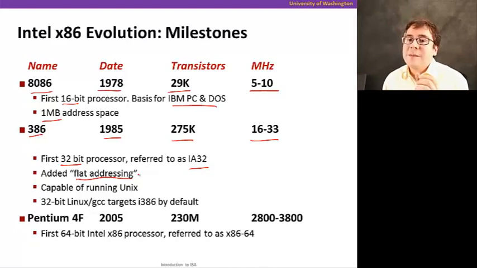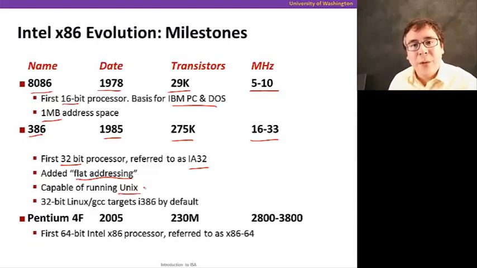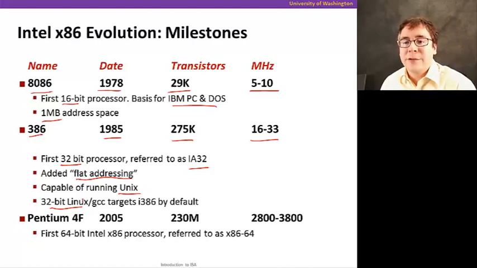And this machine was also capable of running an operating system called Unix, which is very similar to what we call Linux today. Linux is a type of Unix operating system. And today, 32-bit Linux GCC targets the 386 by default. So the 386 is a very, very important architecture as well.